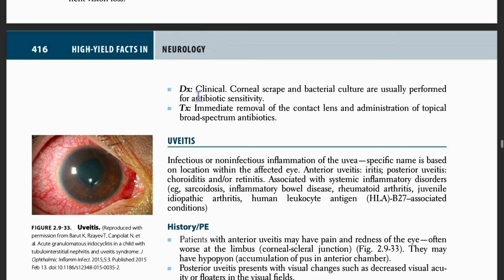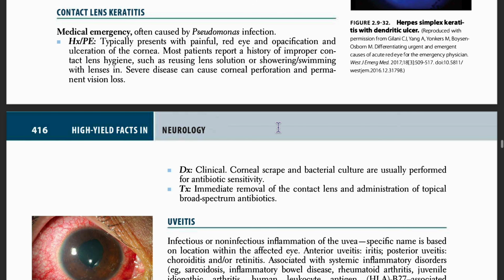Diagnosis here is clinical. Corneal scraping and bacterial culture are usually performed for antibiotic sensitivity. Treatment here: immediate removal of the contact lens and administration of topical broad spectrum antibiotics.